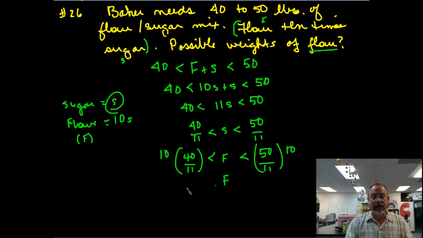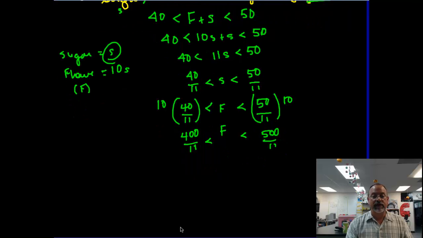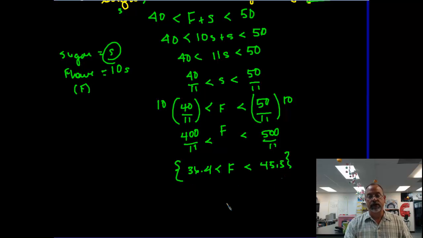So then I can go ahead and simplify this. So this is 400 over 11, and then for flour, this would be 500 over 11. Excuse me, I'm getting a little messy here. If I go ahead and calculate that out, then my flour needs to be somewhere between 36.4 pounds and 45.5 pounds of flour. That's how much I'm going to have to use. So that's how you do it in number 26.